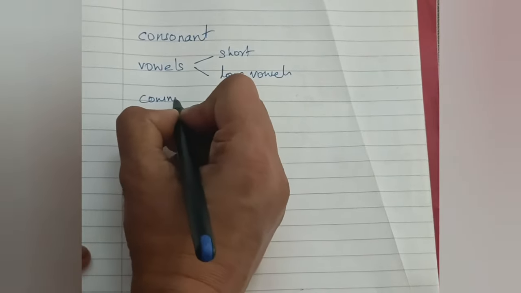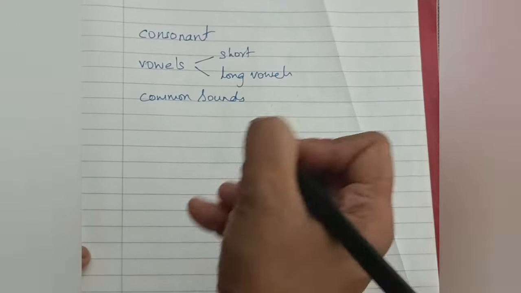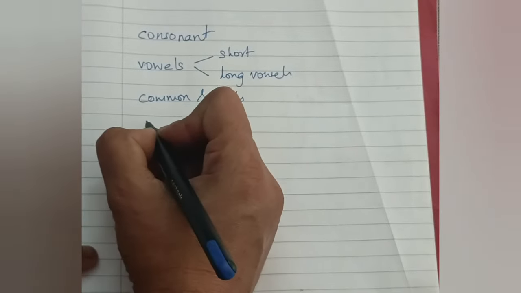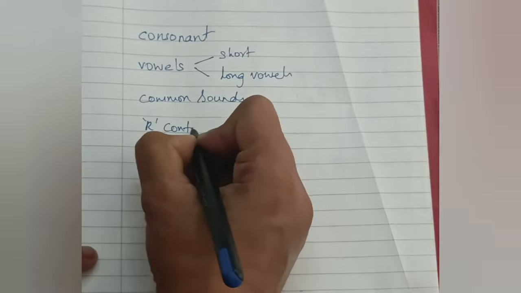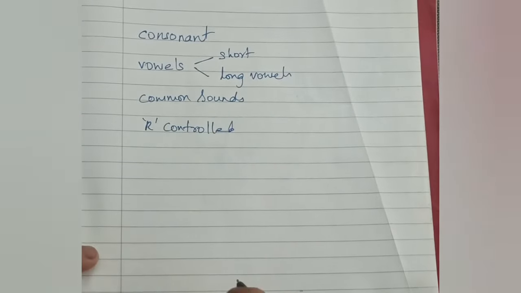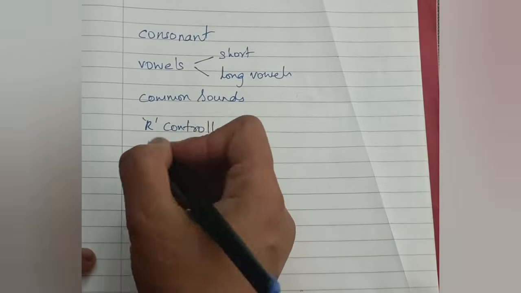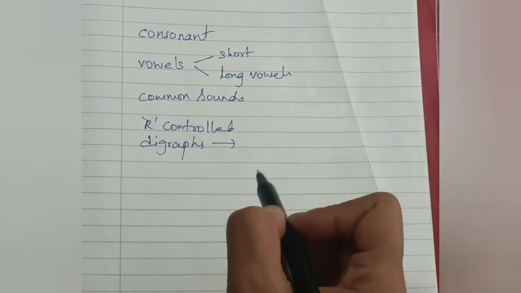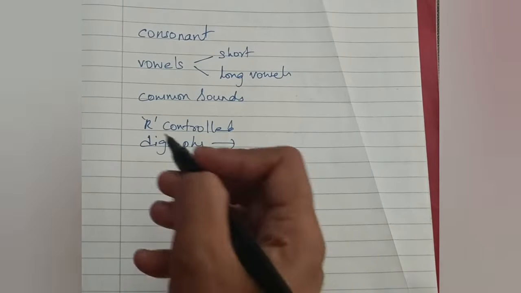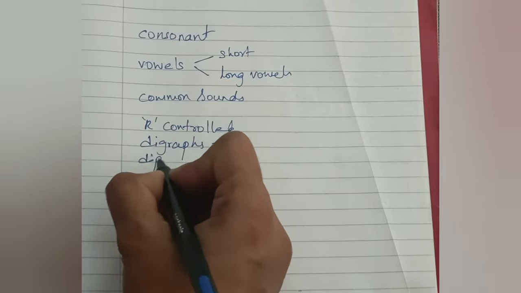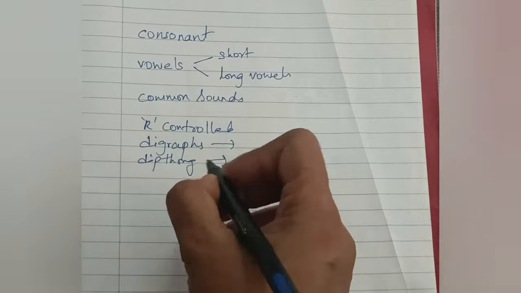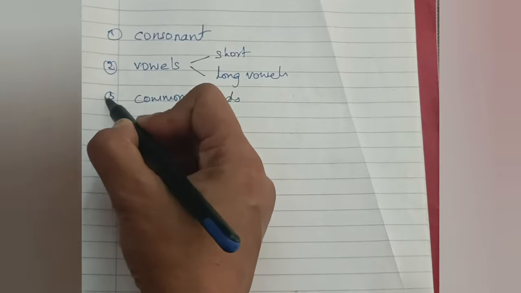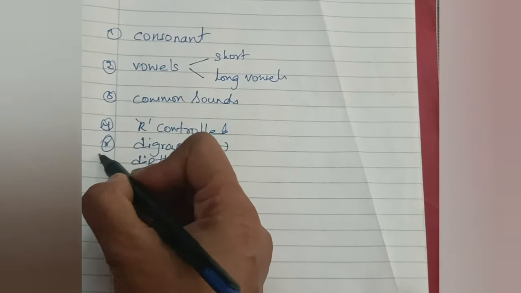Common sounds are those which we generally use in common words like pen. And R controlled: when any vowel comes with R, the sound changes. This is called R controlled. The other one is digraphs. Digraphs means two letters make one sound. And diphthongs: two vowels make a different sound. So these are the types we are going to learn in today's video.